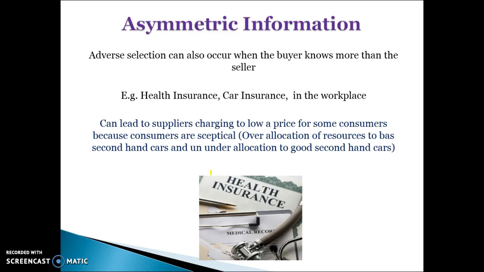So with asymmetric information, adverse selection can occur when the buyer knows more than the seller. So that can include health insurance, car insurance, and the workplace, and we'll talk about what that means later on. It can have problems with suppliers charging too low a price for some consumers because others are skeptical. Again, we'll look at examples with the car insurance and explain more about this slide as we go along.